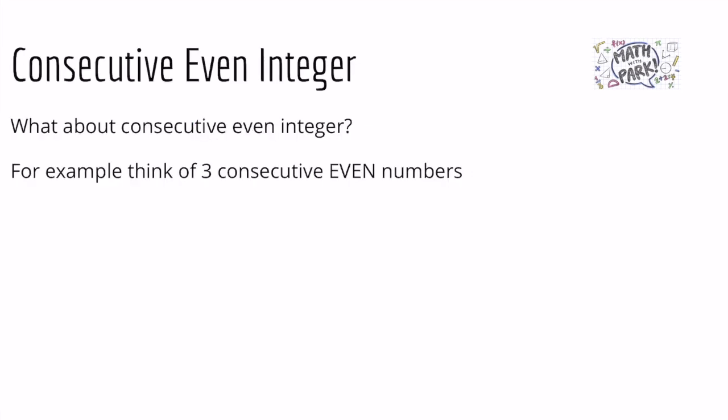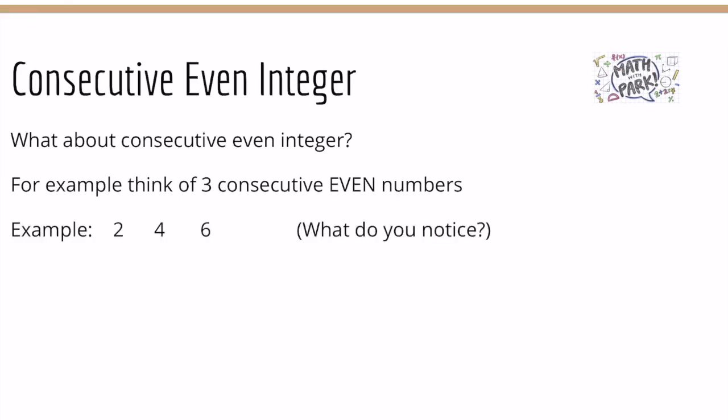So we talked about consecutive integers. What about consecutive even integers? Is it the same format? That's what we're going to look at now. So think about 3 consecutive even numbers. So an example of three consecutive even numbers are 2, 4, and 6. What pattern do you notice?